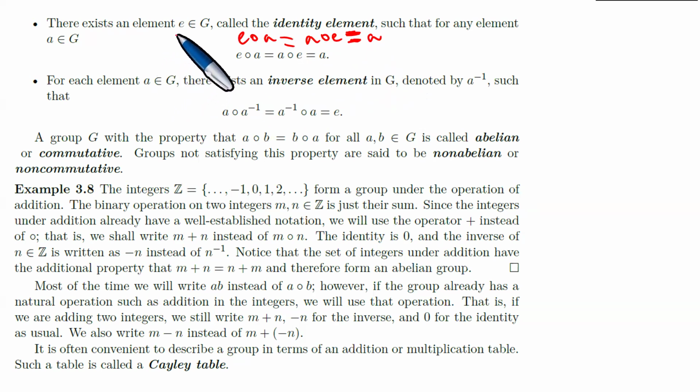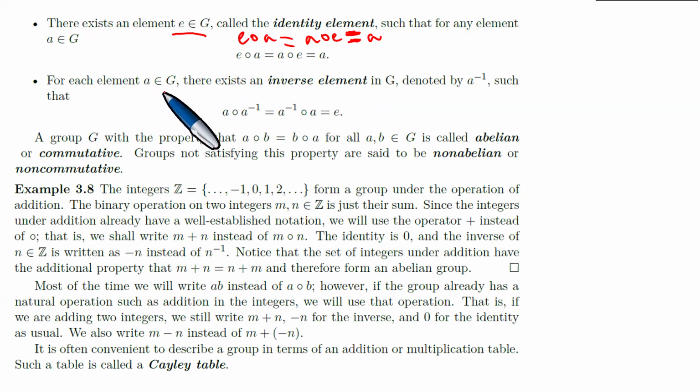So there exists an element E in G, called the identity element, such that for any element A in G, the identity fixes A. So the law of composition of E and A is the same as the law of composition of A and E, and we get A.